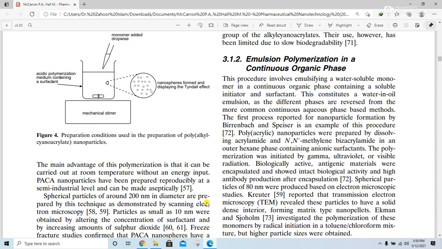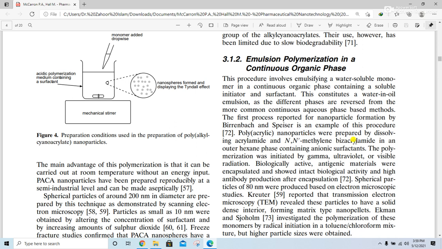In emulsion polymerization in a continuous organic phase, this procedure involves emulsifying a water-soluble monomer in a continuous organic phase containing a soluble initiator and surfactants. This constitutes a water-in-oil type of emulsion, as the phases are reversed from the more common continuous aqueous phase based methods. The first process reported for nanoparticle formation by Birrenbach and Speiser is an example of this procedure.